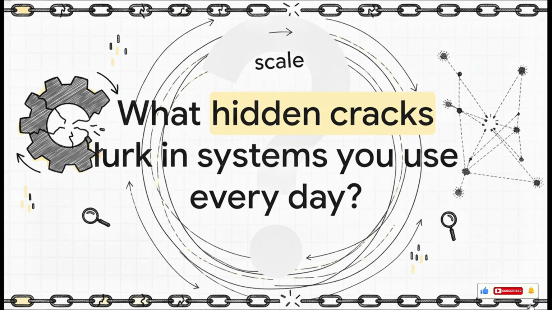I want to leave you with this provocative thought. If a system as conceptually simple as a URL shortener breaks this easily and requires this much coordination under the weight of internet scale, what hidden cracks are lurking in the simple systems that you rely on every single day? Scale fundamentally changes everything.